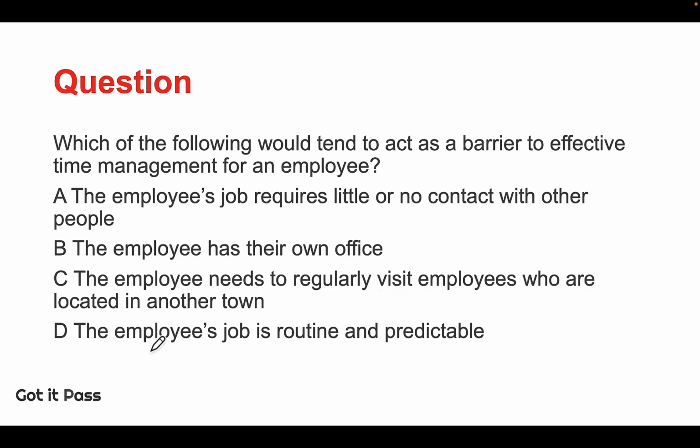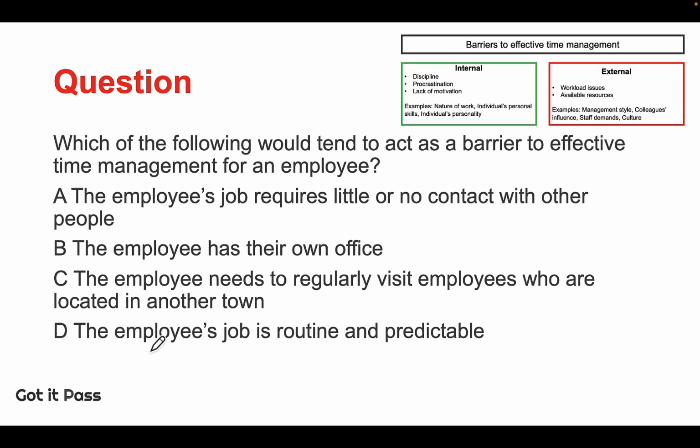So, question: which of the following would tend to act as a barrier to effective time management for an employee? Option A, the employee's job requires little or no contact with other people. Option B, the employee has their own office. Option C, the employee needs to regularly visit employees who are located in another town. Option D, the employee's job is routine and predictable. Remember what we discussed about the internal and external barriers to effective time management. Then think, or highlight, what the correct answer is for this question.